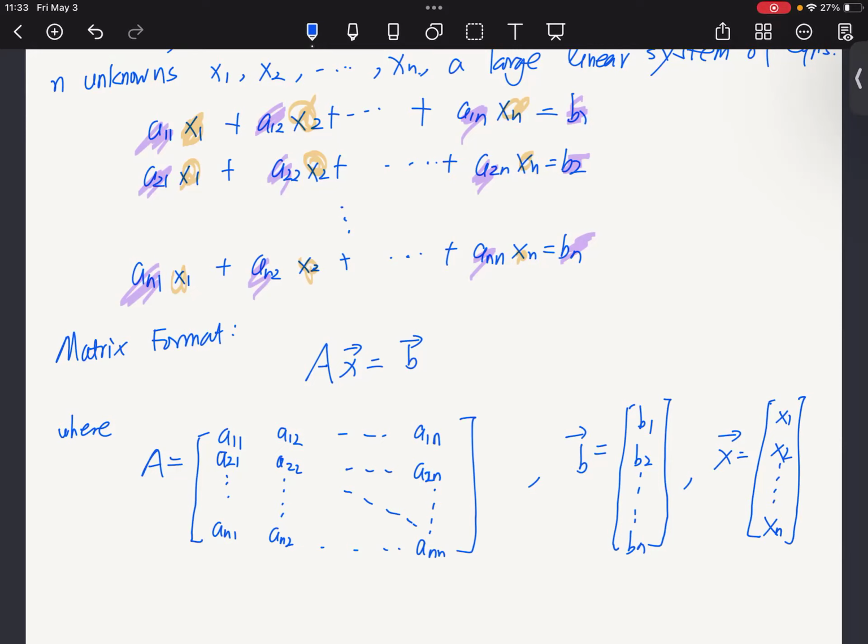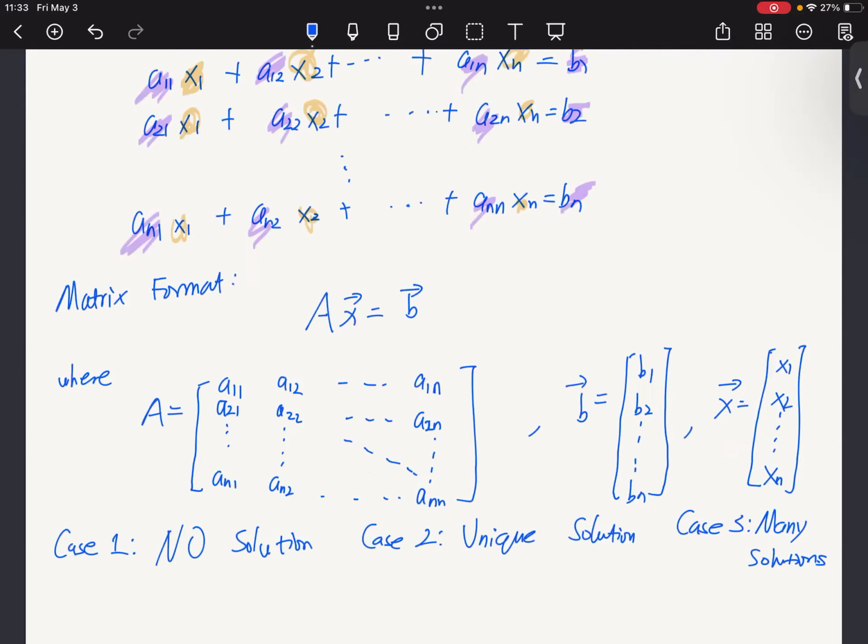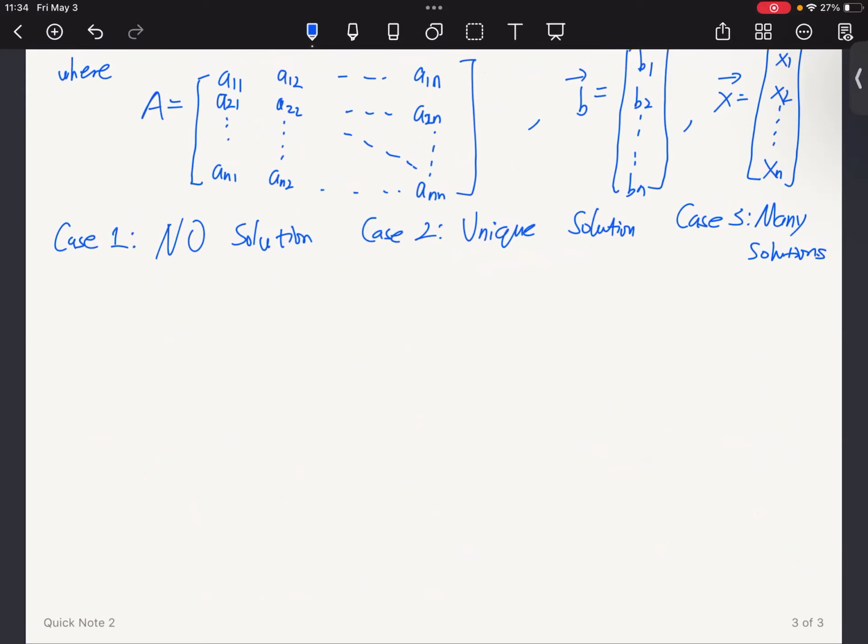And now we are going to put some assumptions on this system of equations, because from the linear algebra class, you already know that for a linear system of equations, you have 3 cases. Case 1, no solution. Case 2, unique solution. Case 3, many solutions. And it could be infinite solutions here. So I just say many solutions.